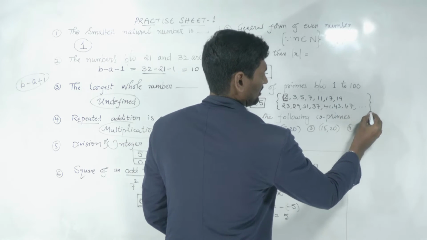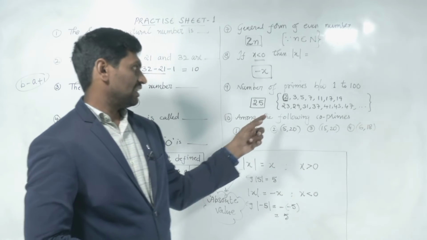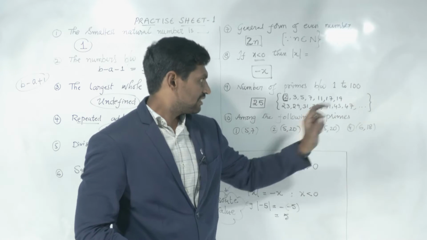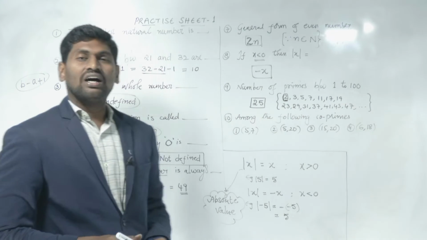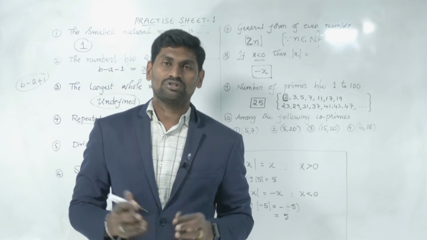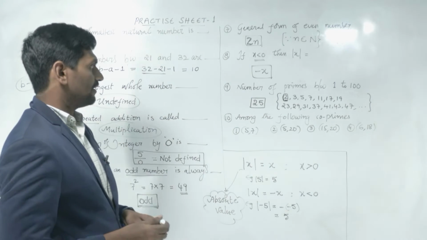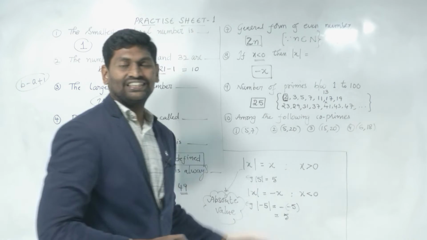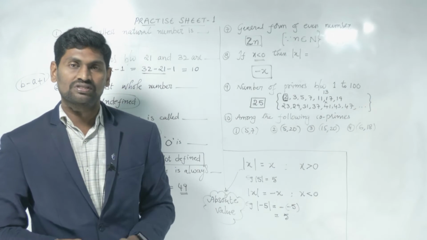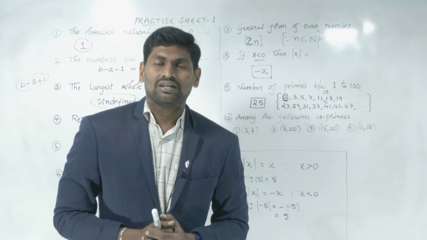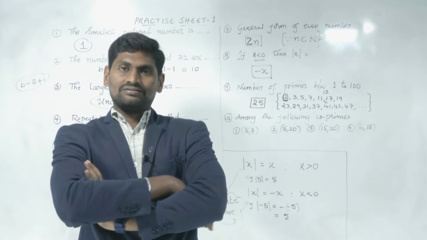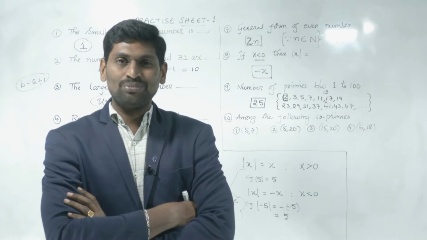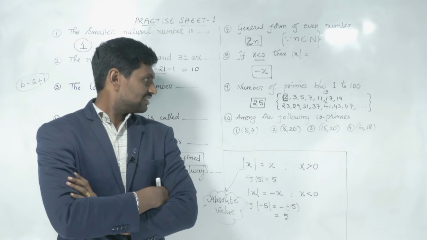See, 1 to 50, 15 primes. 1, 2, 3, 4, 5, 6, 7, 8, 9, 10. Okay? 15 primes. And 50 to 100, 10 primes, total 25 prime numbers. Okay? Here 13 will also be there. Except 2, the remaining are which primes? Odd primes. In the set of prime numbers, how many even primes are there? Very good. Only 1 even prime, that is nothing but 2.